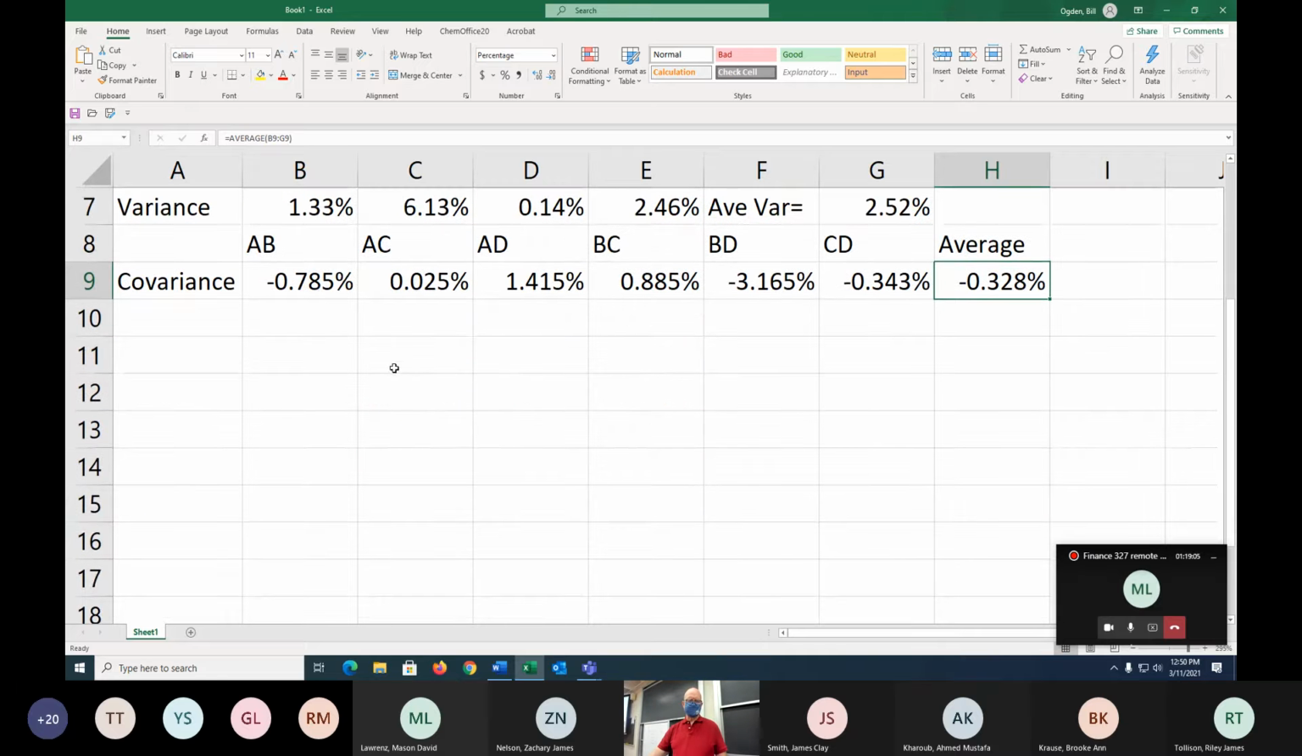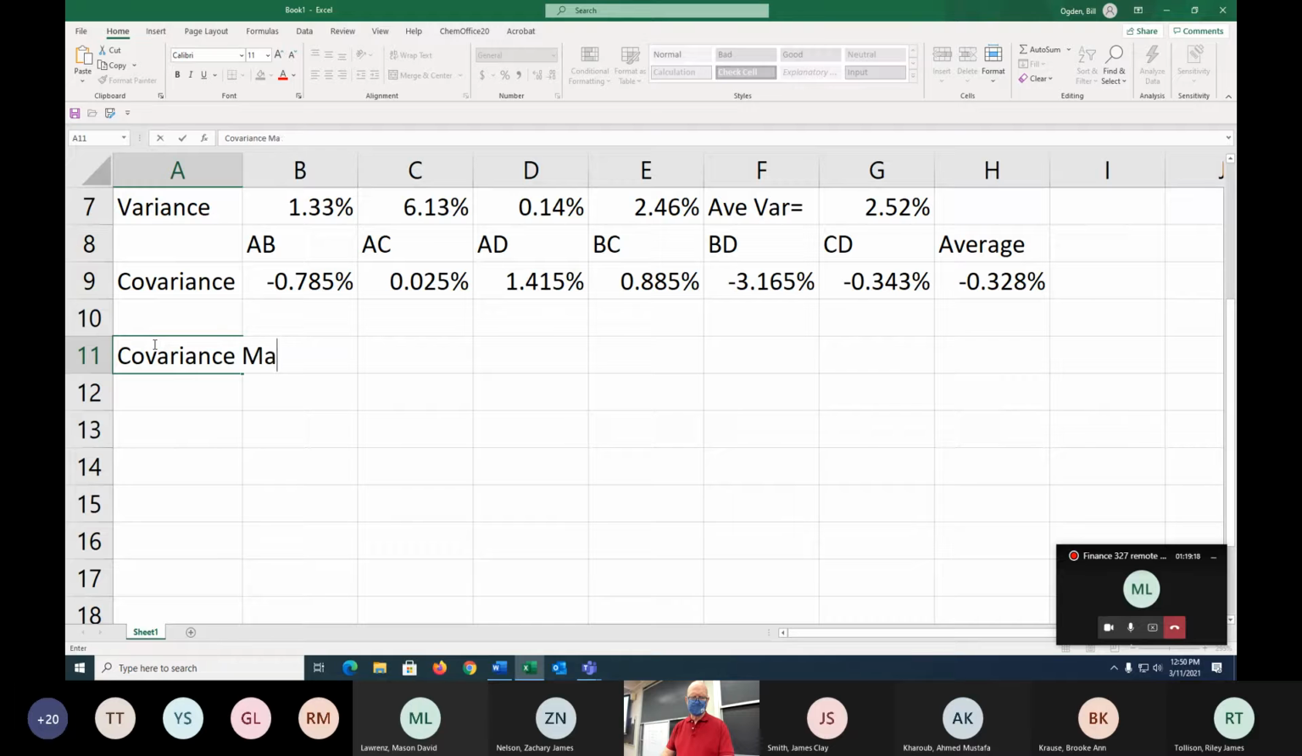So let's come over here. The first step is to create what's called a covariance matrix. The covariance matrix will have a column with each stock in it. So A, or the designator for each stock. That's nice. Don't know my alphabet, do I? C. And then we'll go this way.